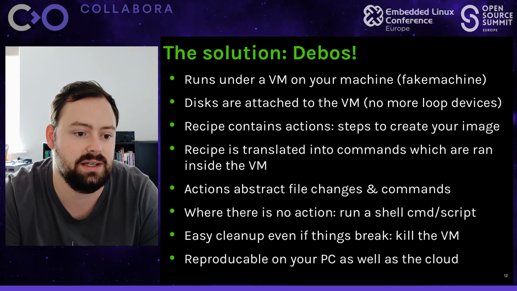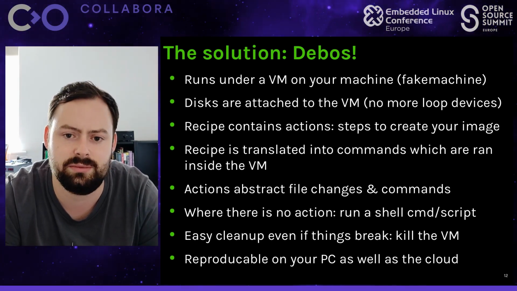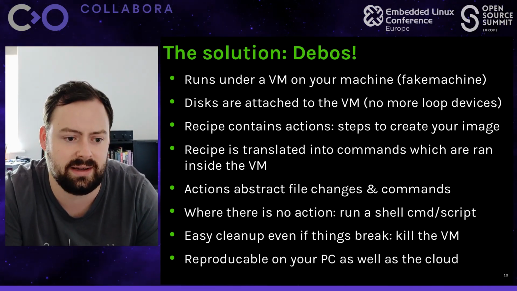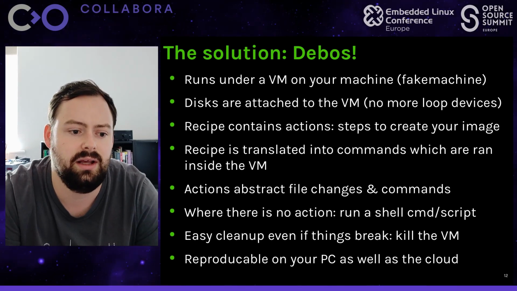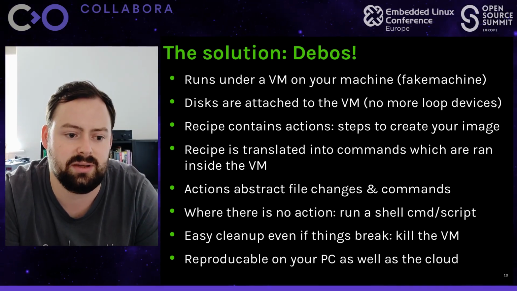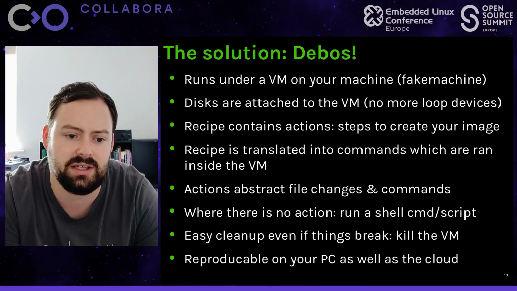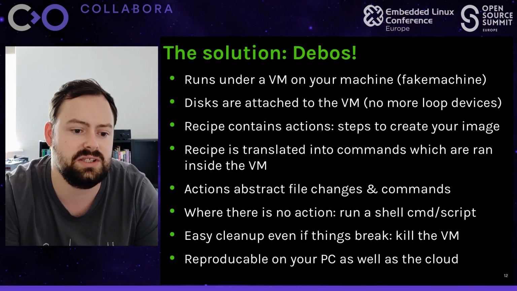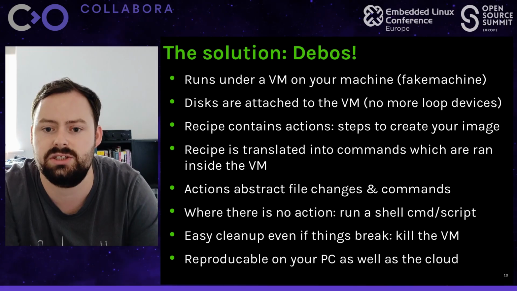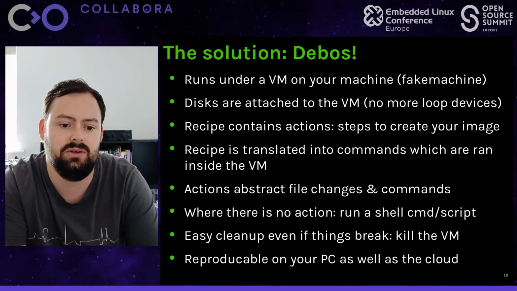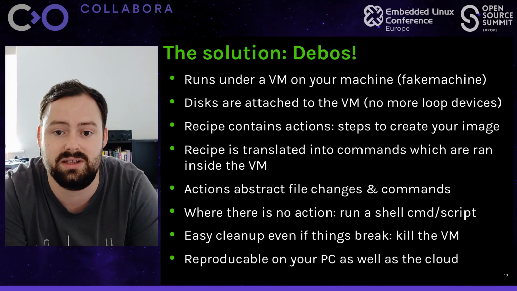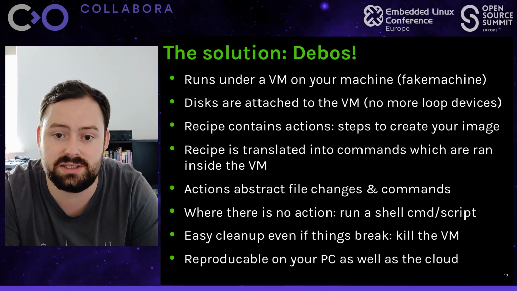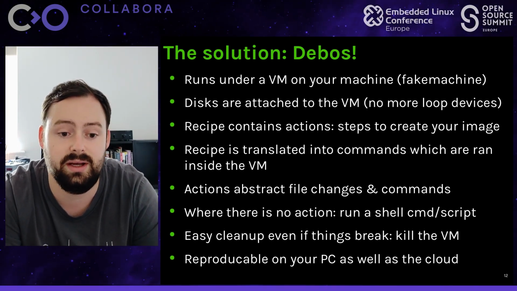Under Debos, the steps to create your image are contained in a recipe file, and this recipe is translated into commands which are run inside the virtual machine. And these recipes and the commands are known as actions, which abstract the changes to the files and the commands that are run in quite a nice way. If there's no action already available, I'm going to go into what actions are available in a second. If there are no actions, you can basically just run a shell command or a script inside the VM. It's quite easy to do that. We also welcome action ideas as well as action patches upstream.